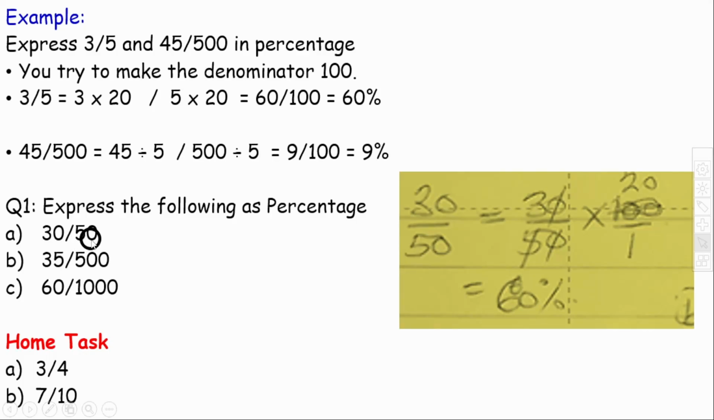30 all over 50 in percentage form. All you have to do is, 30 all over 50 is equals to, you multiply it by 100.